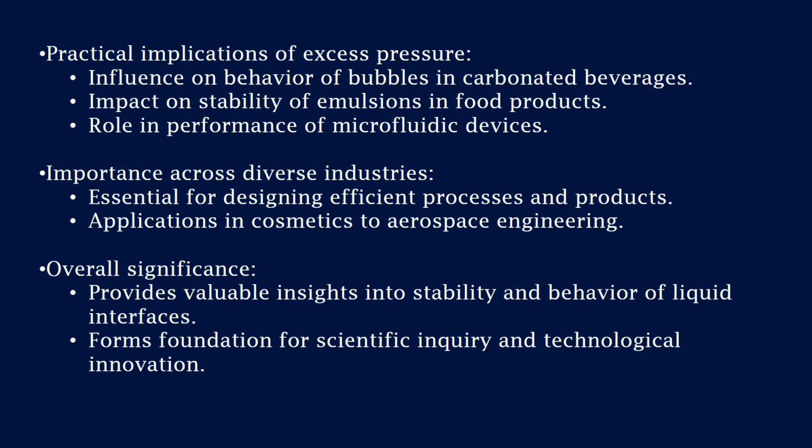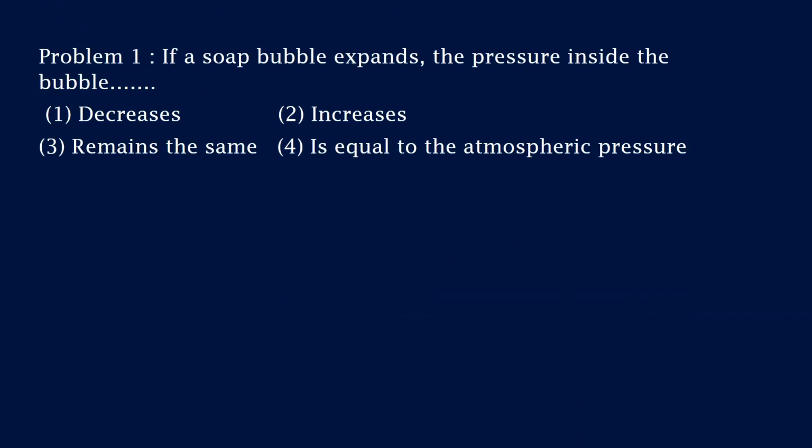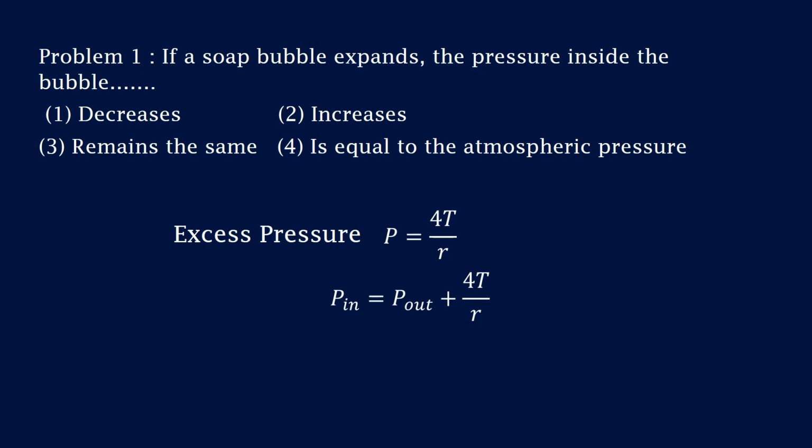Problem 1. If a soap bubble expands, we are asked to find out whether the pressure inside the bubble increases, decreases, etc. From the formula 4T upon R, here excess pressure is the pressure inside the bubble minus the pressure outside. Therefore, P inside is equal to P out plus 4T upon R. If the soap bubble expands, it means its R increases, therefore the pressure decreases. Option 1 is correct.